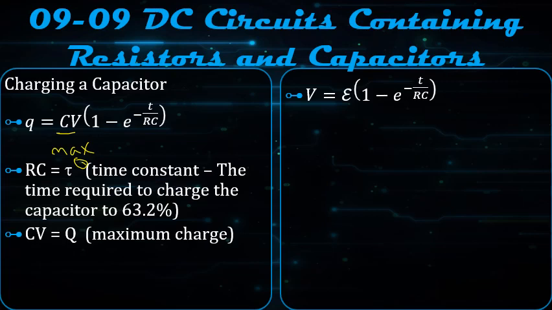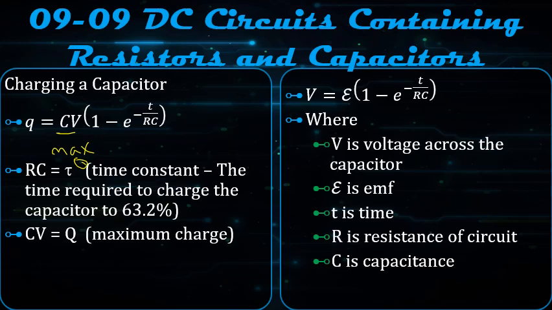If we want it as volts, we could do the same thing, only now we have the volts on the capacitor equals the EMF times that same 1 minus e to the negative t over RC. V is the volts across the capacitor, E is the EMF, t is our time, and R and C give us the time constant.